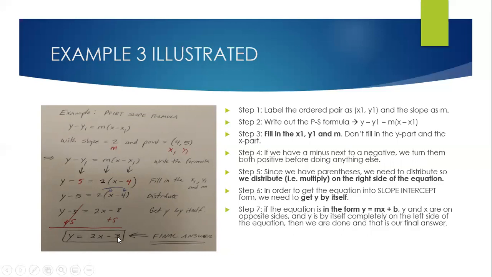Now we check and see. Is that our final answer? Is that all we have to do? Let's think about it. What are our 2 criteria? Number 1, y and x have to be on opposite sides. Yes, they are. Y is on the left side, x is on the right side. Y needs to be completely by itself on the left side of the equation.